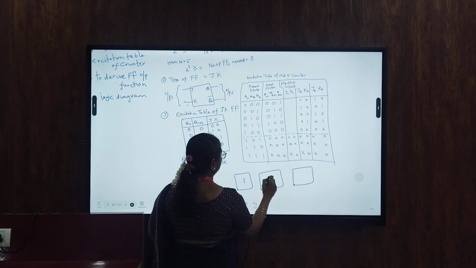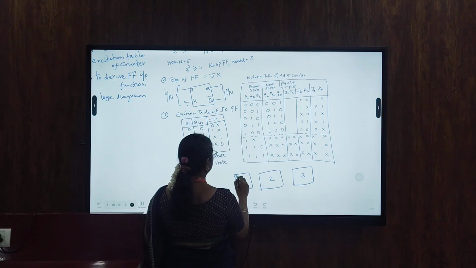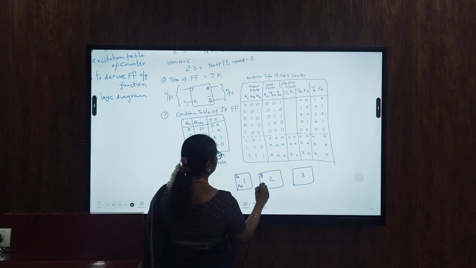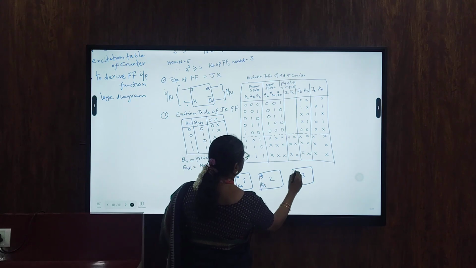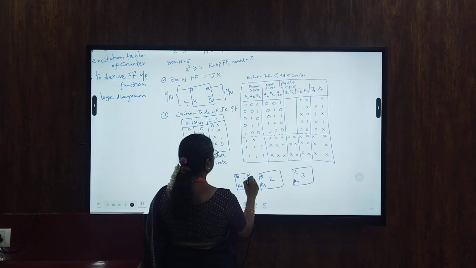Flip-flop 1, flip-flop 2 and flip-flop 3. Here the inputs are JA and KA. Here the inputs are JB and KB. Here the inputs are JC and KC. And the output here is QA.